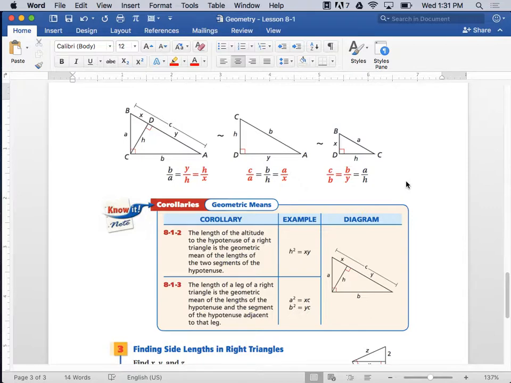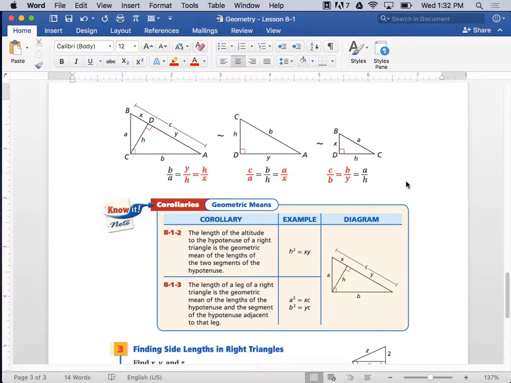And that's what it's showing here. Like a line drawn to it, see? Or like the distance. B over A is equal to Y over H, which is equal to X over H over X. Does that make sense? The ratio of these sides to each other is the same for all triangles because they're similar.